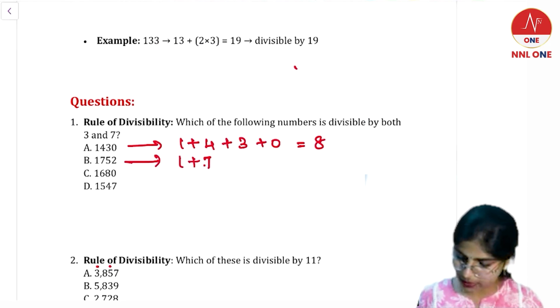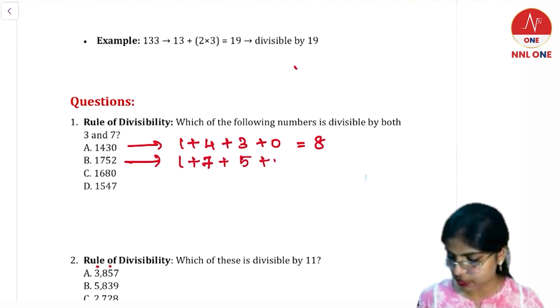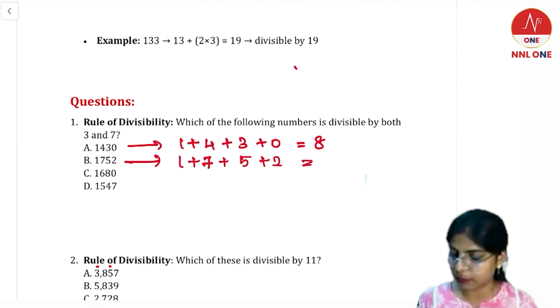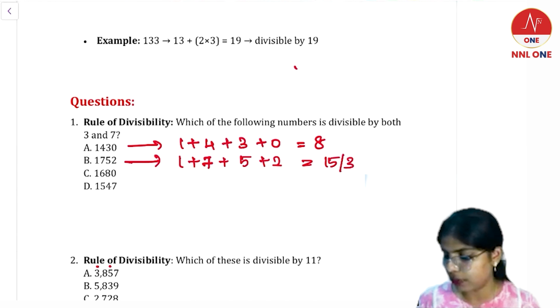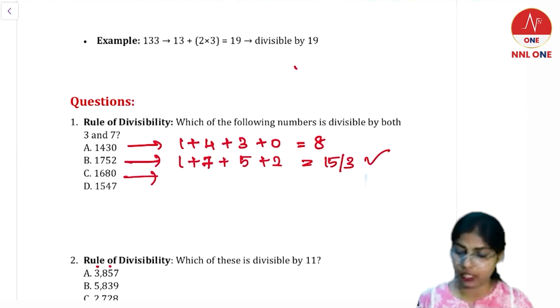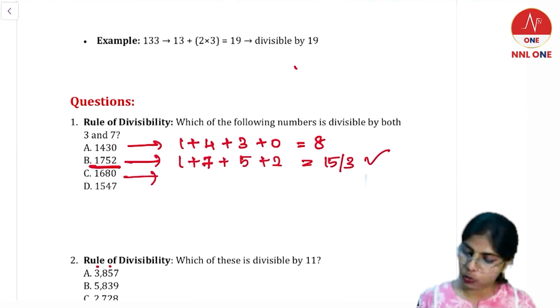1 plus 7 plus 5 plus 2. 1 plus 7 is 8. 8 plus 5 is 13. 13 plus 2 is 15. 15 is divisible by 3. Next. Okay, we'll check if it is divisible by 7 also because it is divisible by 3. Okay. So 1752.